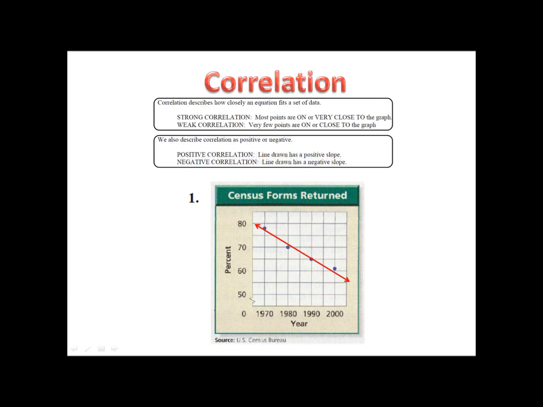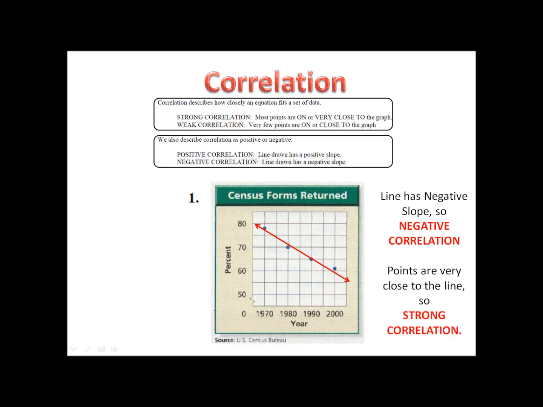We say that because the line has a negative slope, that it has negative correlation, meaning the slope of the line is negative. Also, notice that the line is very close to all of the data points. There are no points that are just kind of scattered everywhere. They're all pretty close to the line that we've drawn. We say that that has strong correlation. So in this case, we would say that we have a strong negative correlation.